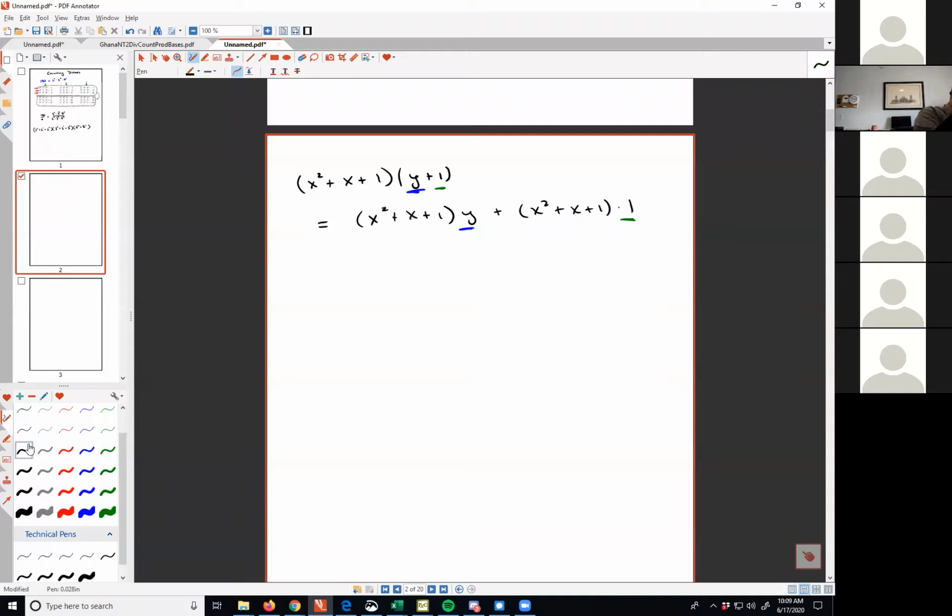So when we multiply these pieces, now we're multiplying x squared plus x plus 1 times y. And what do we get there? x squared y plus x y plus y. Right, we can now distribute x squared plus x plus 1 and multiply each of those pieces by y.